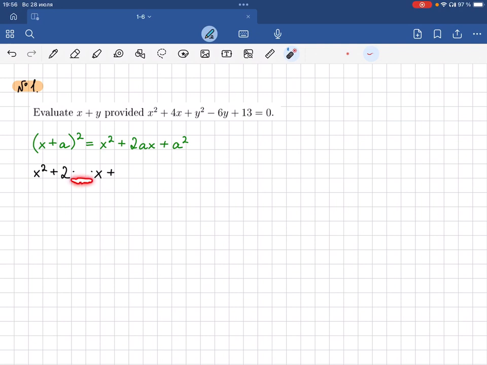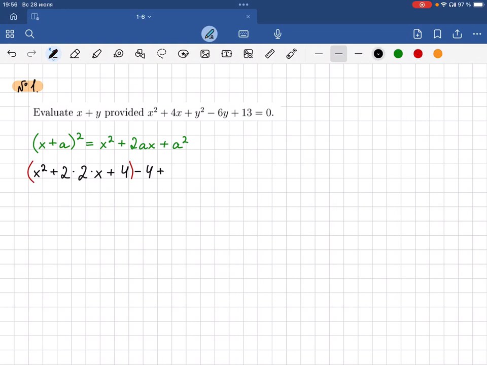So to find this a right here, we need to divide this 4 by this 2. 4 divided by 2 equals 2, so this is our constant. Plus a squared, so plus 2 squared or just 4. And since we added this 4, we also have to subtract it to change nothing in our equation. And this is our first squared sum.